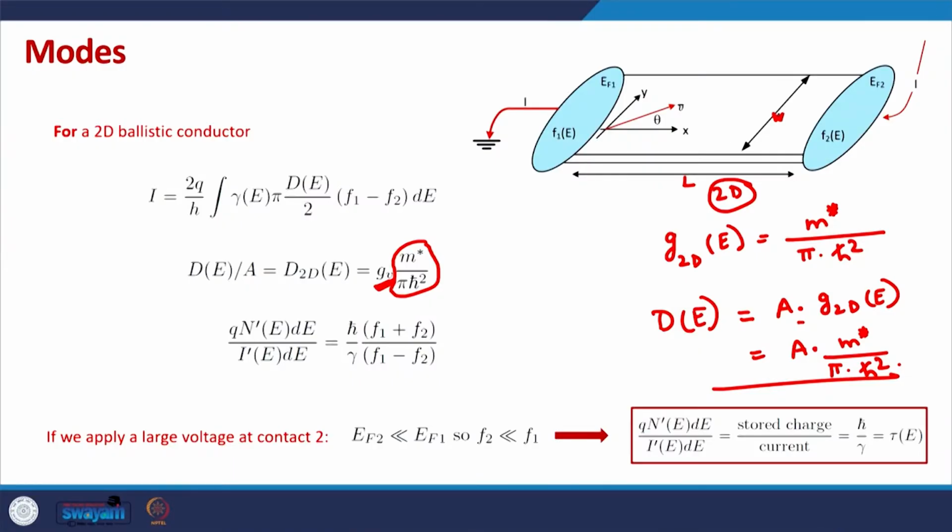So, as we have seen, for low voltages, F1 is almost equal to F2, and for high voltages F1 is extremely larger than F2. And in that case, the ratio between the steady state number of electrons to the current becomes tau by q, and q can be taken here.